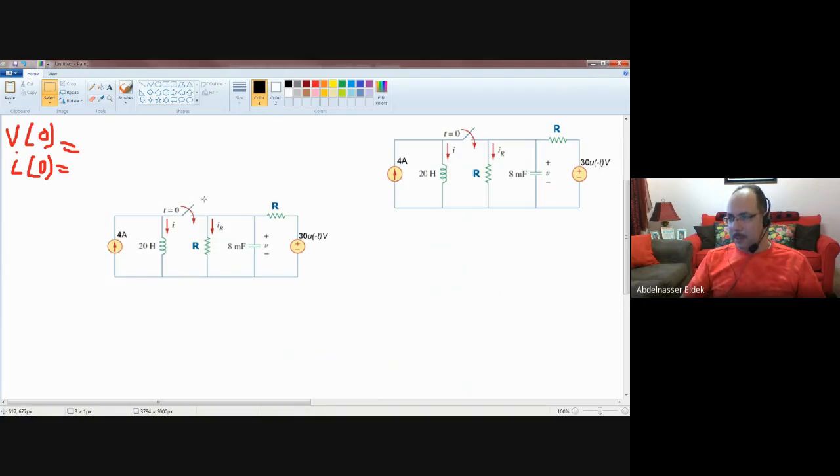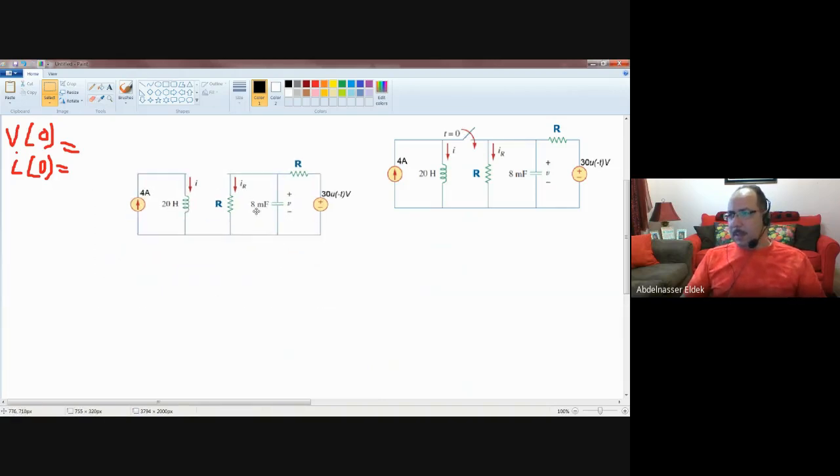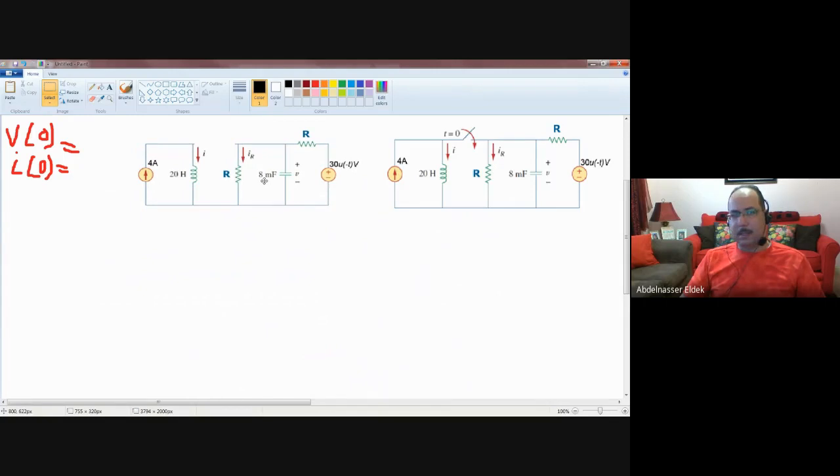So here the switch is not connected, so it looks like this. Actually, the two circuits are separated here. Okay, so this is how the circuit looks like.